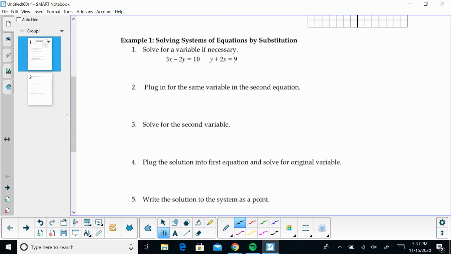So sometimes they'll give us a system where we already have a variable solved for. This time we don't. So we just have to pick which one looks like it's going to be the easiest equation to solve for either x or y. I would say that the second equation, if I solve it for y, is going to be the easiest because y has a coefficient of 1. So we're going to start by subtracting 2x. So we have y equals 9 minus 2x.